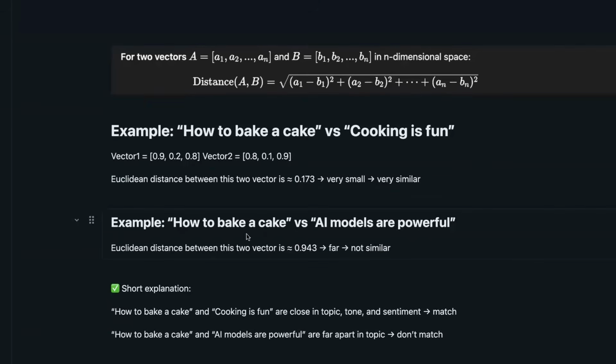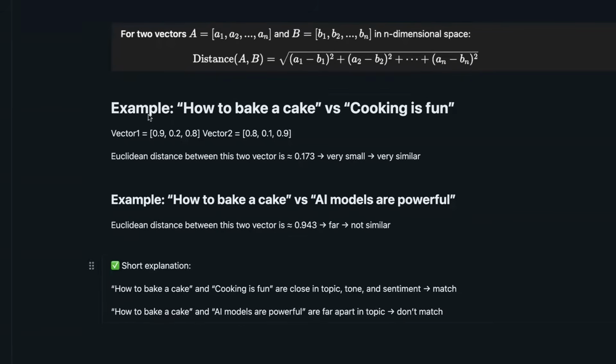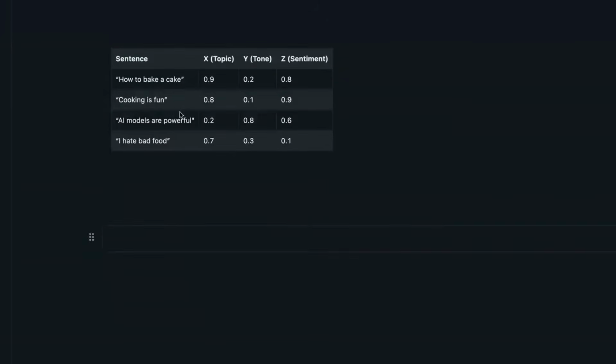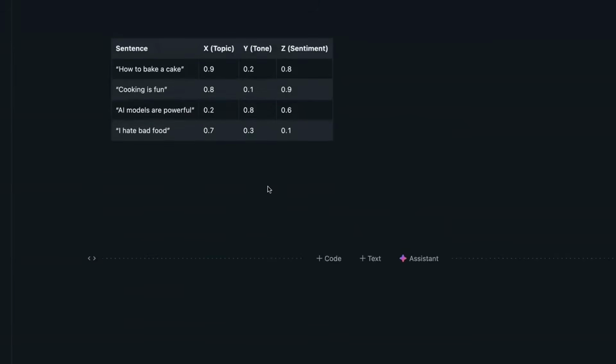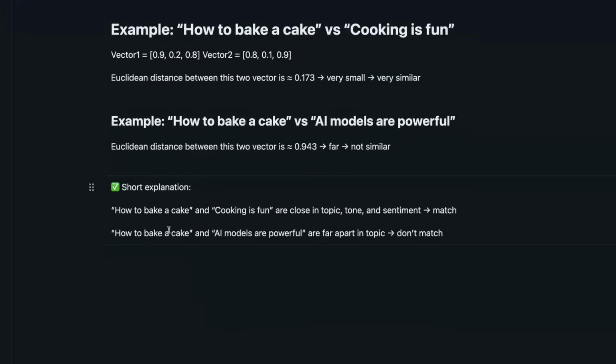Let's take an example of how to bake a cake versus AI models are powerful. The Euclidean distance is 0.943. This is far. That means not similar, right? So this is the whole idea. You divide your sentence into different dimensions like this, then you calculate the Euclidean distance. If your Euclidean distance is smaller, that means these sentences are similar. If far, then not similar. So the short explanation is, if these are close in topic, then it's a match. If these are not close, that means it does not match, right?